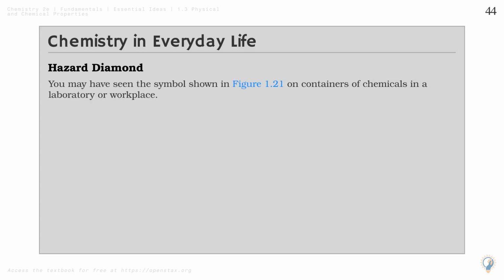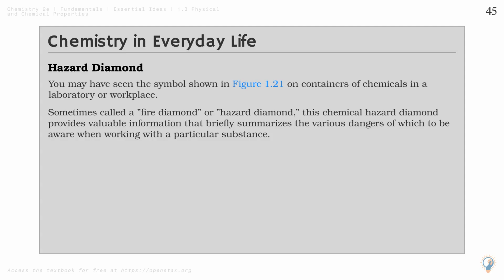Chemistry in everyday life. Hazard diamond. You may have seen the symbol shown in Figure 1.21 on containers of chemicals in a laboratory or workplace. Sometimes called a fire diamond or hazard diamond, this chemical hazard diamond provides valuable information that briefly summarizes the various dangers of which to be aware when working with a particular substance.